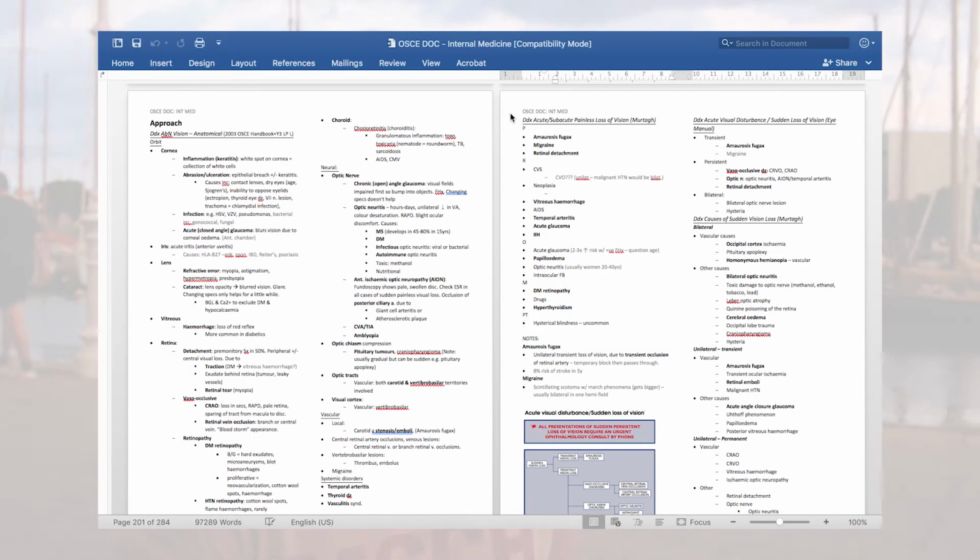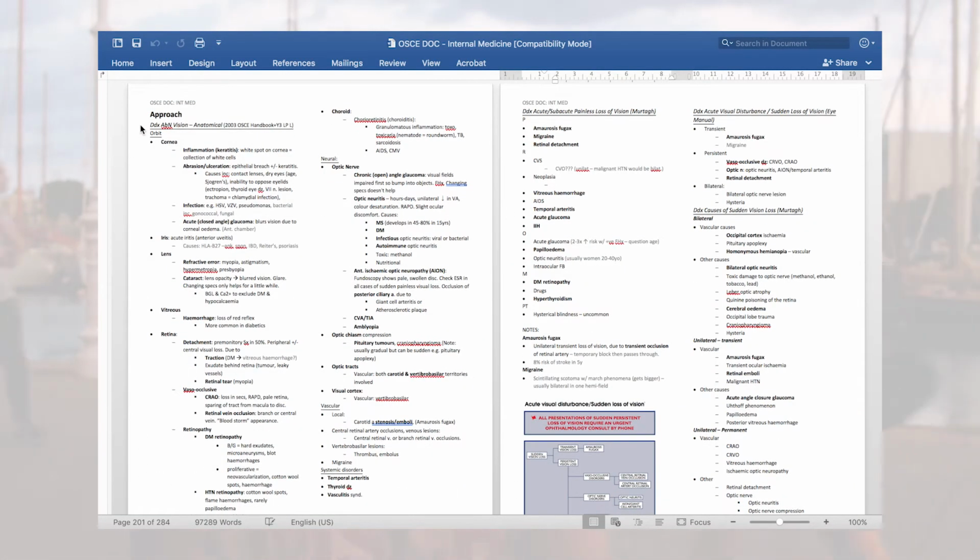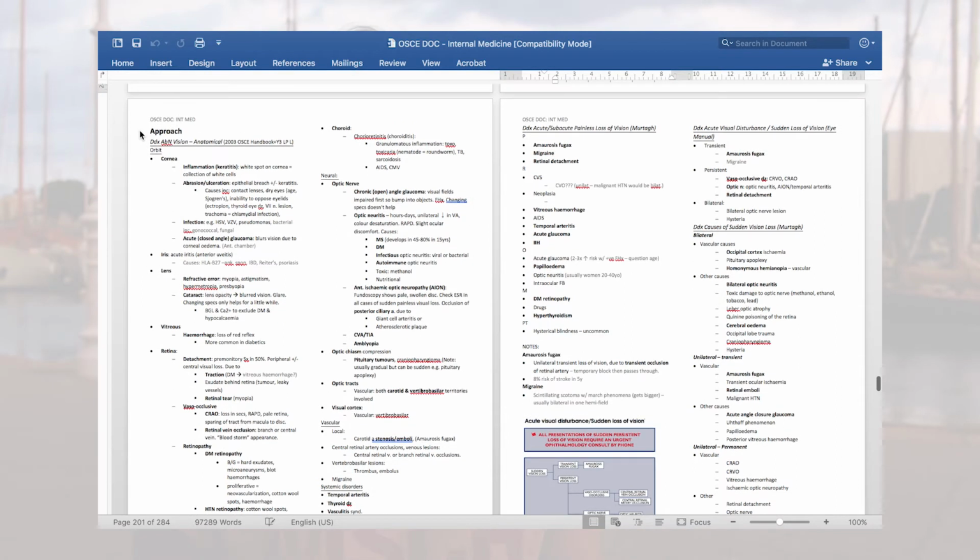Abnormal vision is a very broad topic. You'll see I have different differential lists. This first differential list is arranged anatomically, including all types of disturbance of vision.